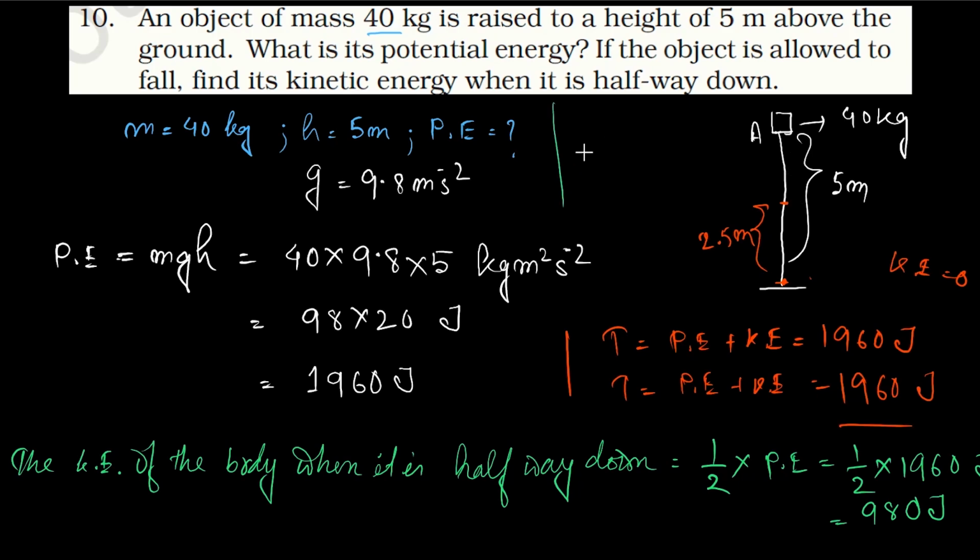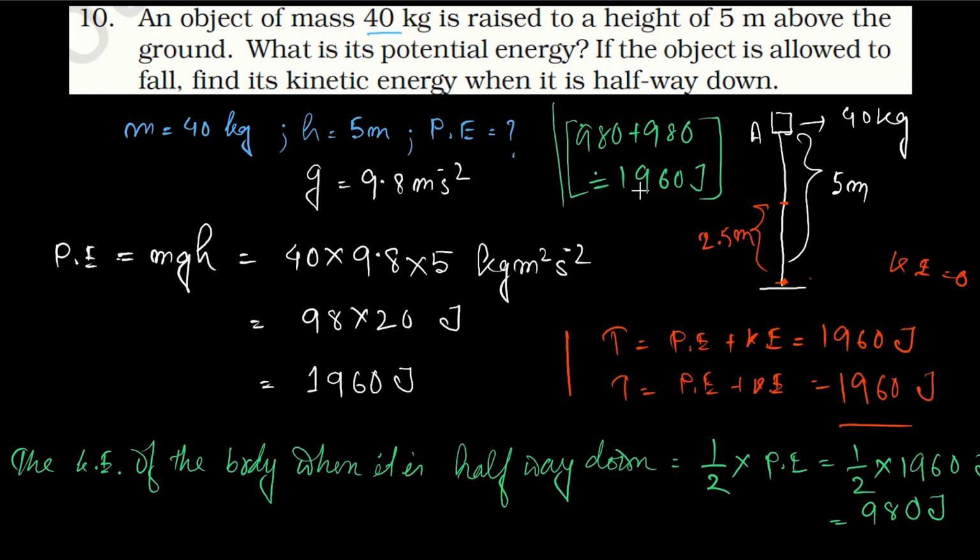So the rest, the kinetic energy, has to be 980 joule, because why? If you add 980 plus 980, you are going to get 1960 joule. So what you have understood is that the total energy of the system remains constant. That is the base of the solution, or what you can say, this is the base on which we can actually solve this question. So this is the answer of the question, right?